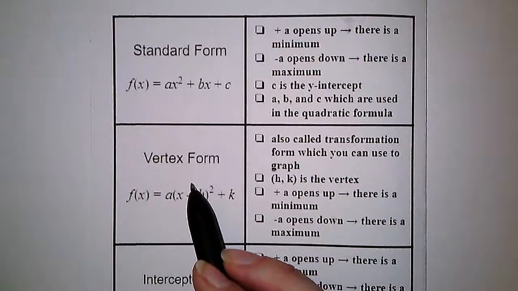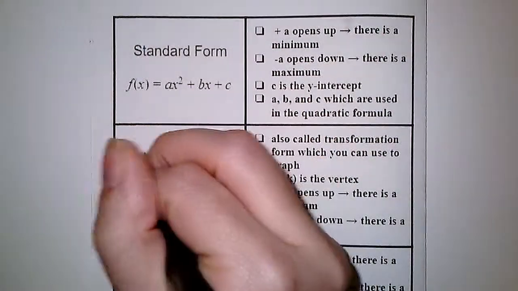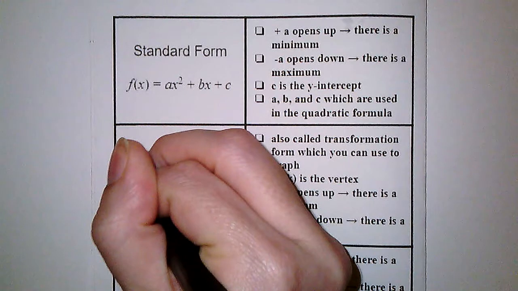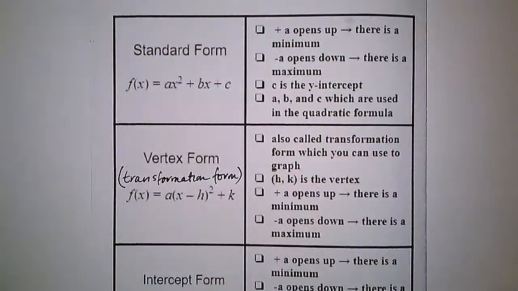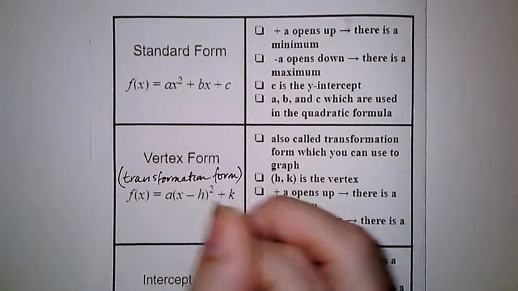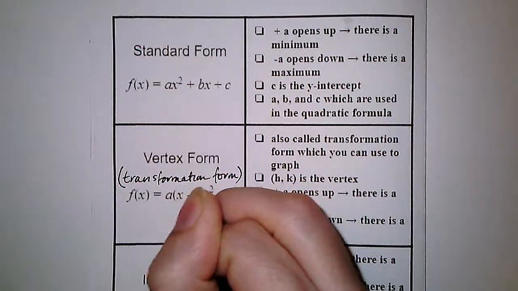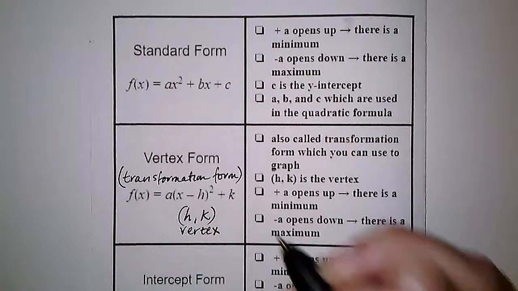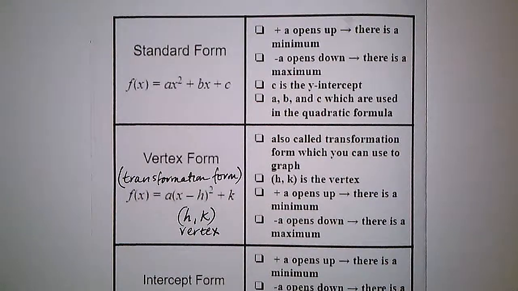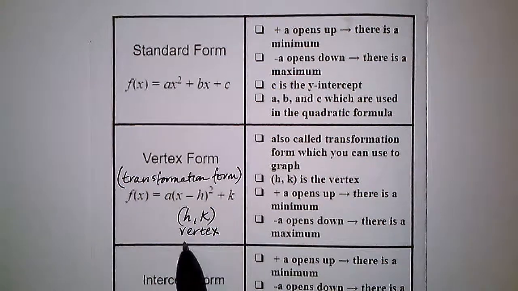We've got vertex form, which we also have called transformation form. That's what we were calling it before, but now we're going to actually call it the vertex form. And the reason we can call it that is because you can see our h, k here. That is our vertex. So if you're just given an equation in vertex form without even seeing it graphed, you can automatically name the vertex.